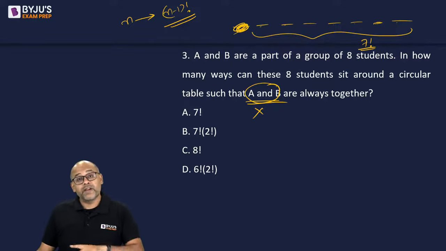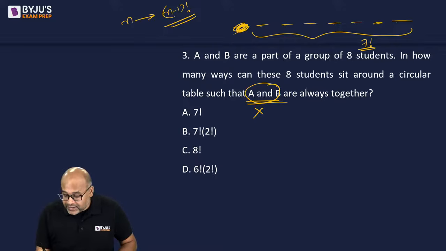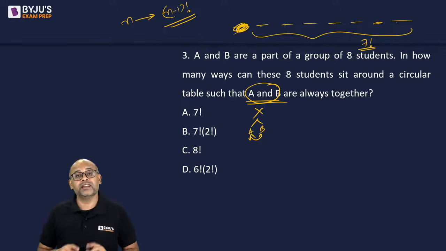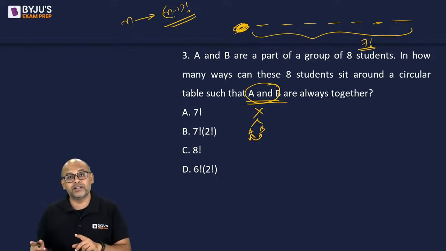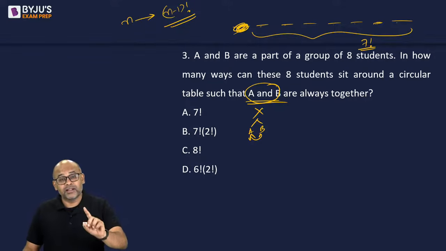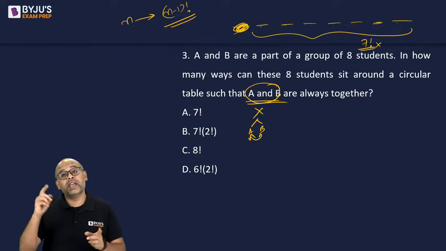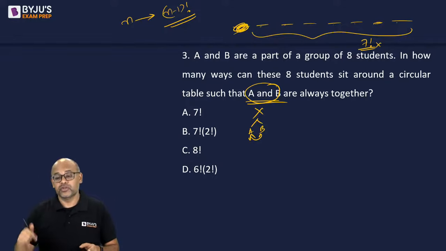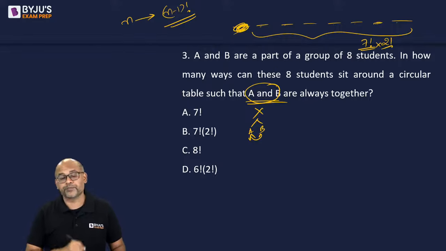But wherever they are sitting, inside this X, A and B can interchange. So 7 factorial arrangements where X is a part of the arrangement, but within X, your A and B can interchange. So into 2 factorial. This is the concept we are going to use.